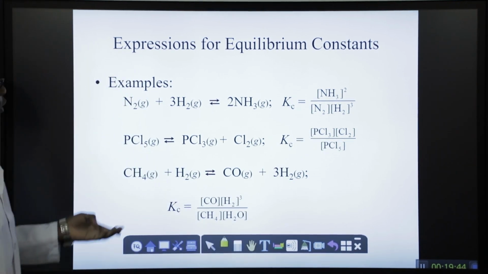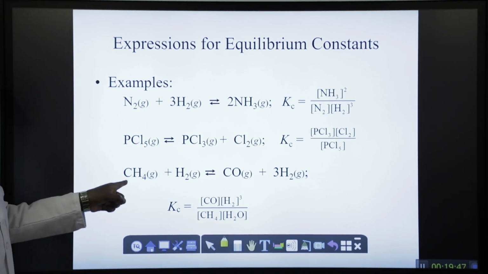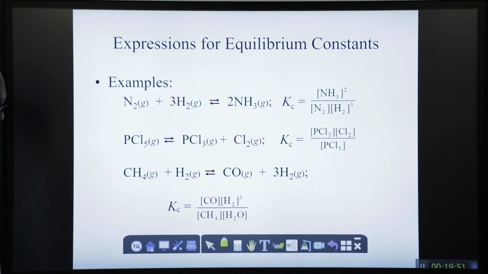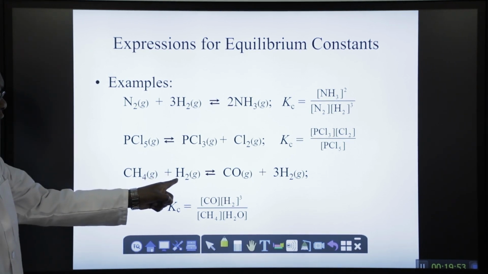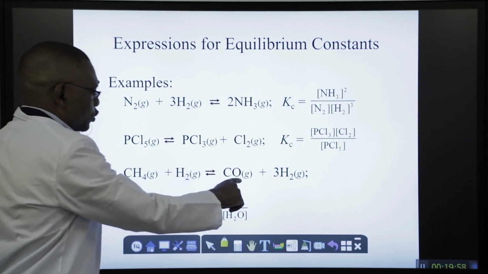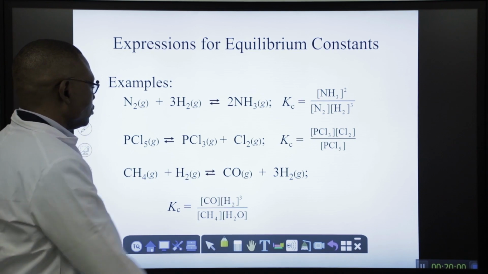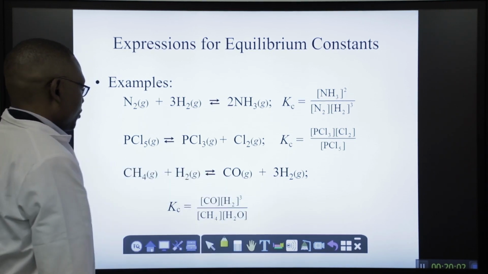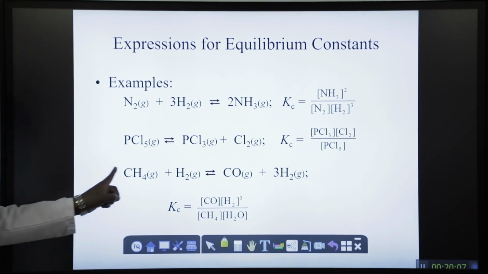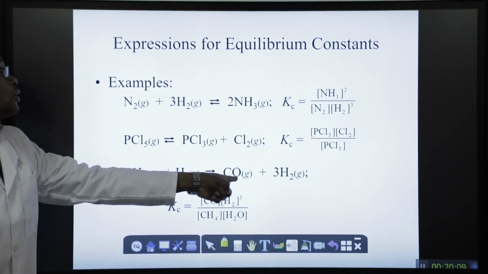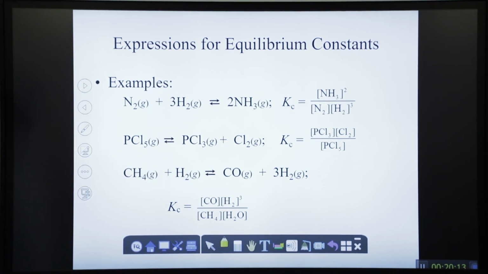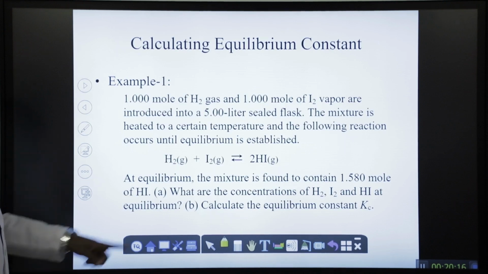Okay. Here's another example again where we've got methane reacting with hydrogen. This is a mistake. It can't be like this. This should be oxygen here to give us carbon monoxide plus hydrogen. So this whole thing is misrepresented here. We can't have methane reacting with hydrogen and then have oxygen appearing from nowhere. Okay. But anyway, you correct that one.